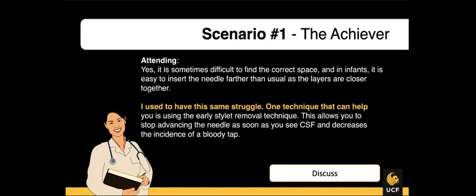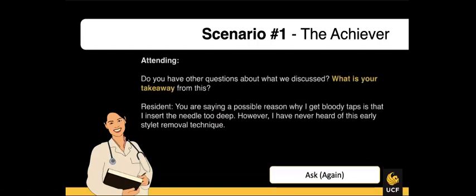You will expand here, like maybe the resident knows already about this procedure, has tried it, maybe he hasn't. So the conversation continues. And after you have the discussion, we're going to ask again, do you have any other questions about what we discussed? What was your main takeaway from this? So the resident answers, you're saying that a possible reason why I get a bloody tap is that I insert the needle too deep. However, I've never heard of this early stylet removal technique.